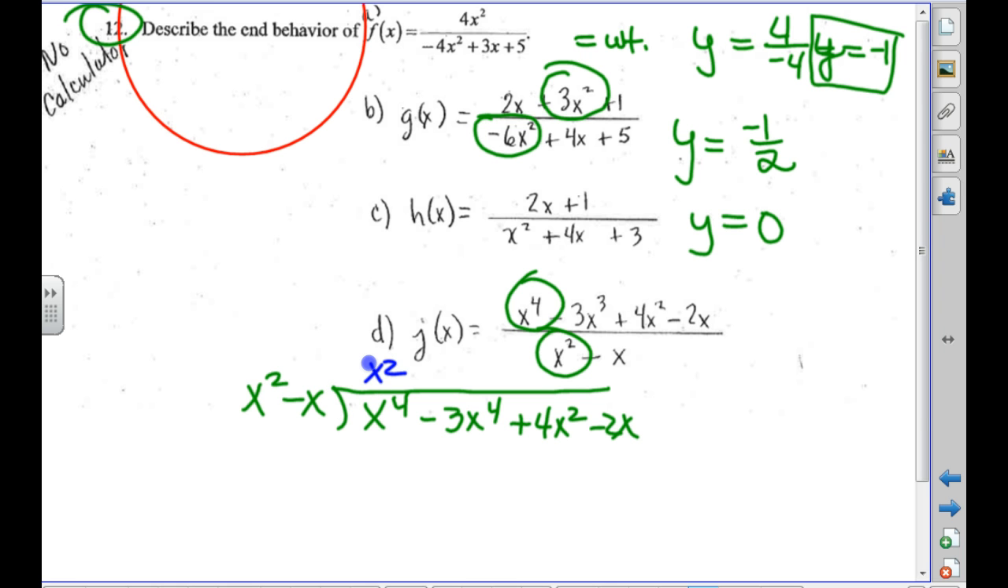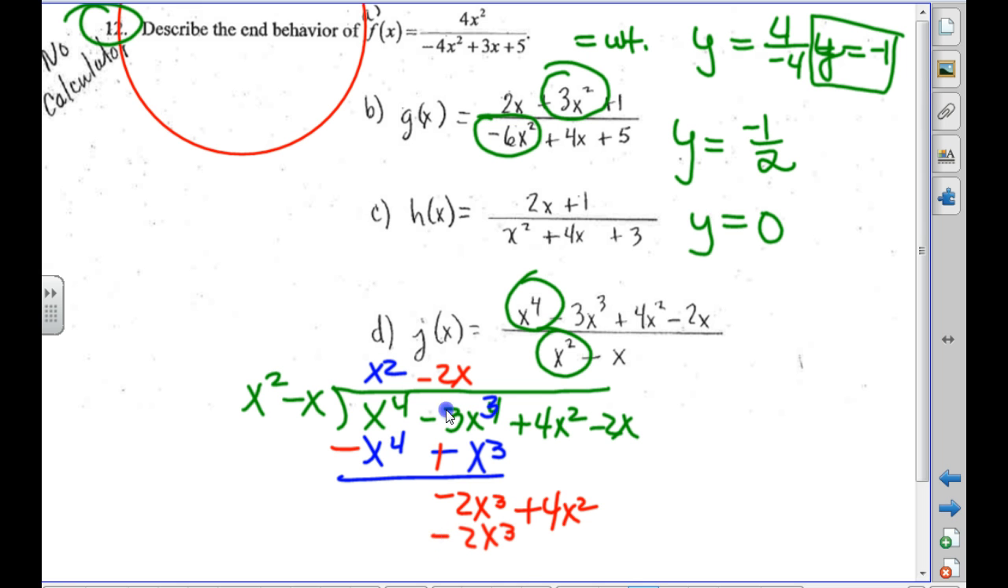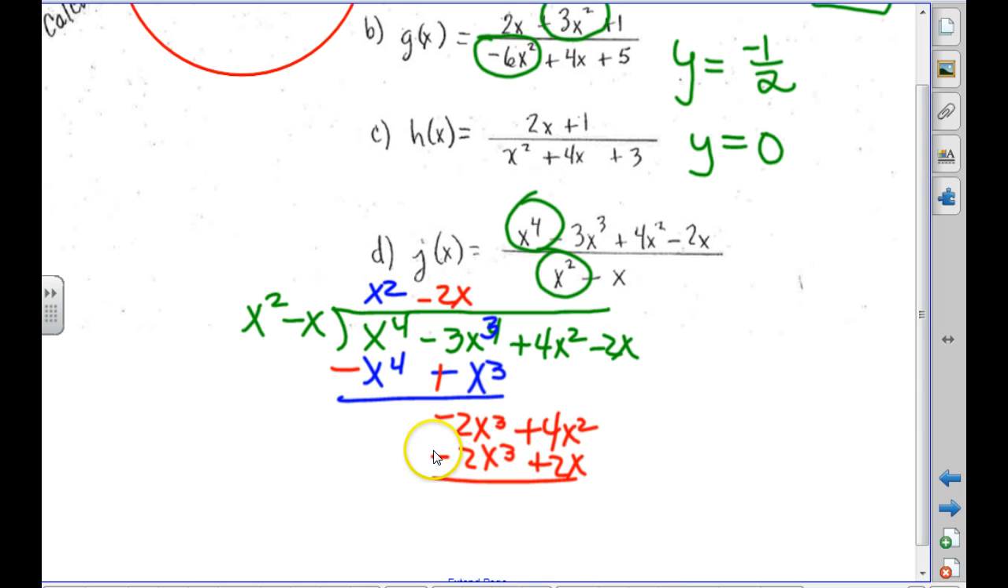I multiply by an x squared. X squared times x squared is x to the 4th. X squared times negative x, this is supposed to be a 3, is a negative x cubed. The rule is you are subtracting, so it becomes a negative 2x cubed. So I need to multiply by a negative 2x, because it has to multiply to become exactly negative 2x cubed. Then the negative 2x times this negative x is plus 2x. Then I subtract, which makes this 2x squared, which means I need a plus 2.